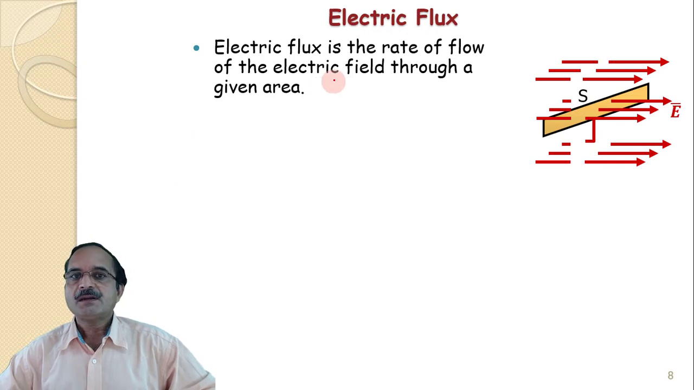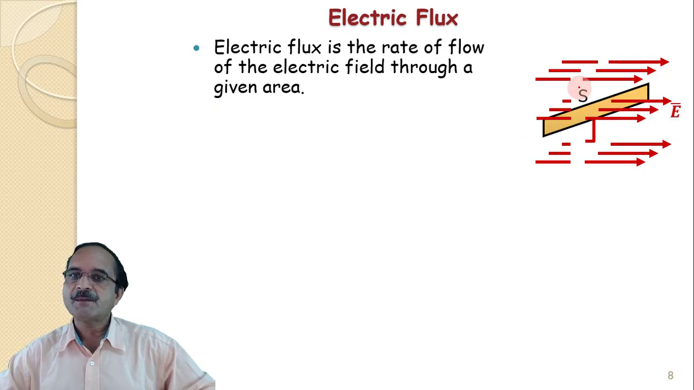Now the electric flux is the rate of flow of the electric field through a given area. In other words, the number of electric flux lines passing through a given area. Now here, let us assume there is an electric field E and there is a surface S. Now you know the surface S is a vector quantity. It has some magnitude as well as direction.